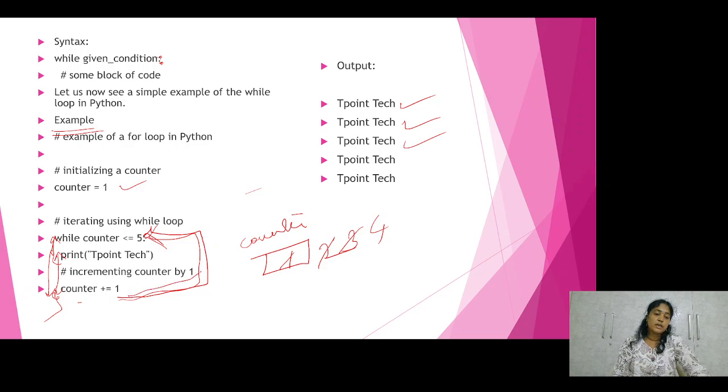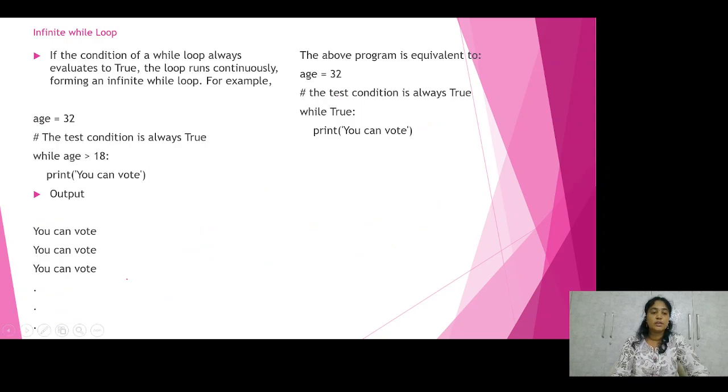No more statements here. Again control goes here to verify the condition. Is 4 less than or equal to 5? Yes. Tech point will be printed and counter value will become 5. Is 5 less than or equal to 5? Yes, true. So this will be printed and counter value will become 6. Is 6 less than or equal to 5? No. Now the control will come out. That's how the while loop will execute.